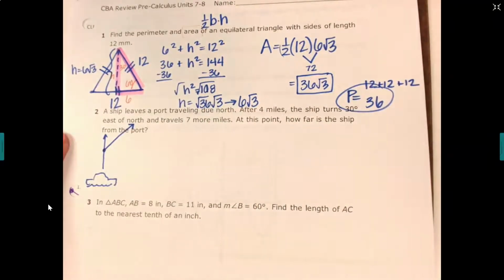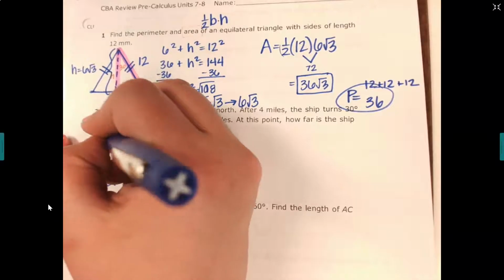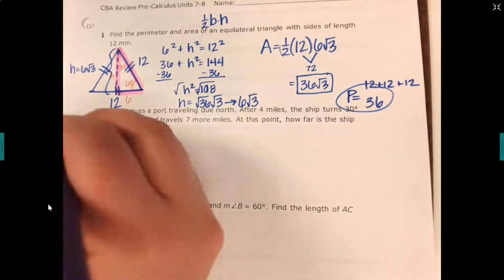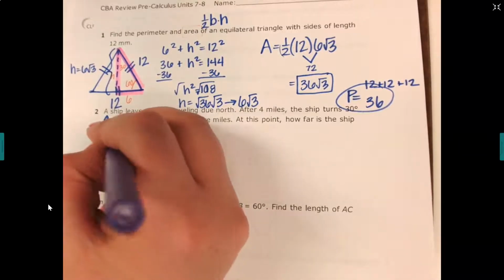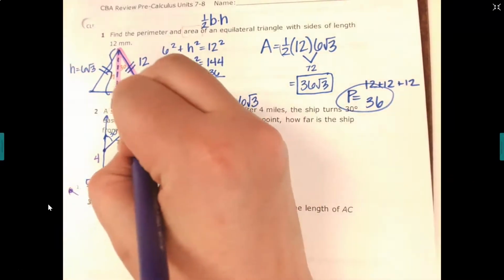Okay, if you do never eat soggy waffles, this is east. Okay, and it says that it goes 30 degrees east of north. So that's 30, right? So he's traveling north, and then he turns 30 degrees east and goes 7 more miles. So that means that this side here is 4. This side here is 7. Okay? Then it says, at this point, how far is the port from the ship? Let me make this a little bit longer here.